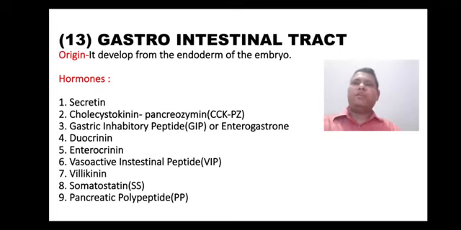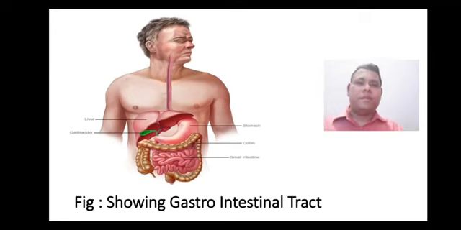Somatostatin, secreted by the delta cells of islets of Langerhans of pancreas, inhibits the secretion of glucagon by the alpha cells and insulin by beta cells. Pancreatic polypeptide is secreted by pancreatic polypeptide cells of islets of Langerhans. It inhibits the release of the pancreatic juice from the pancreas. Just like showing the gastrointestinal tract.